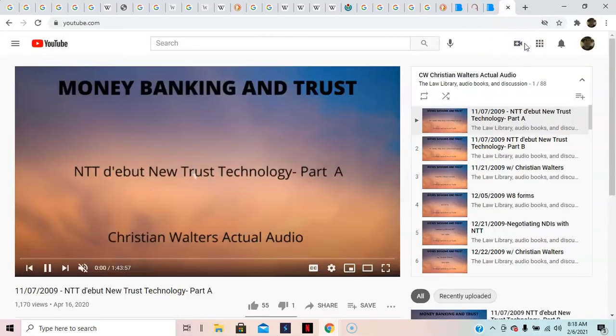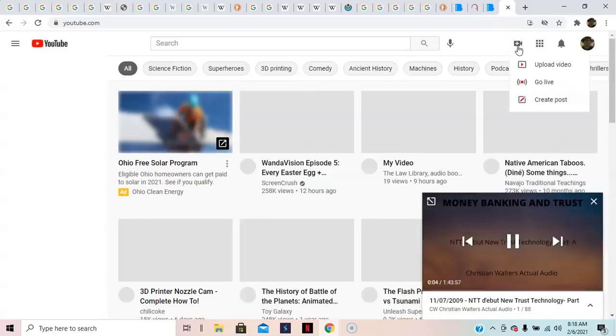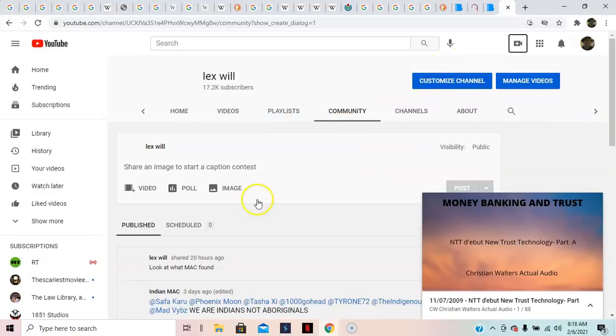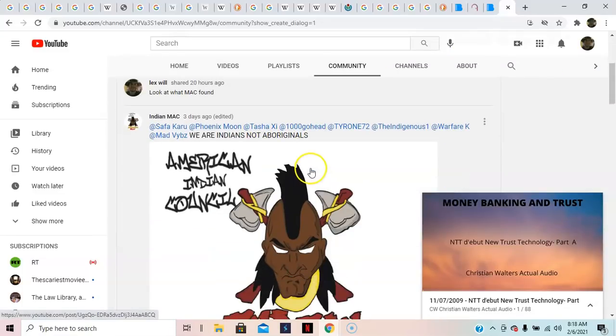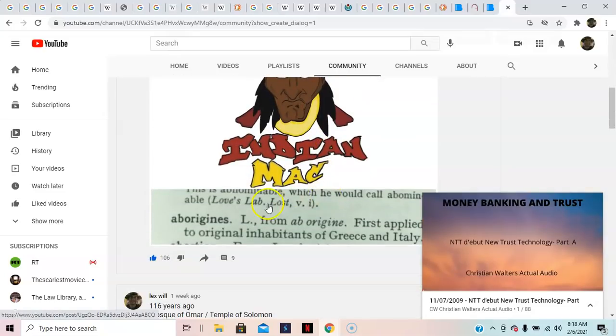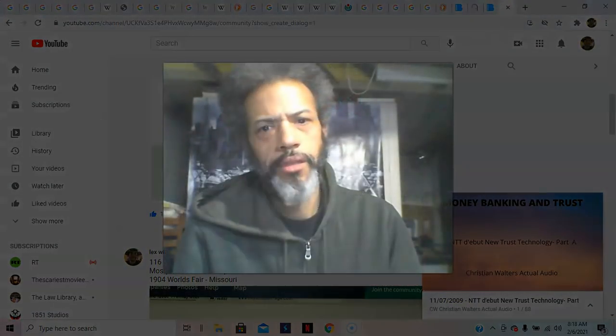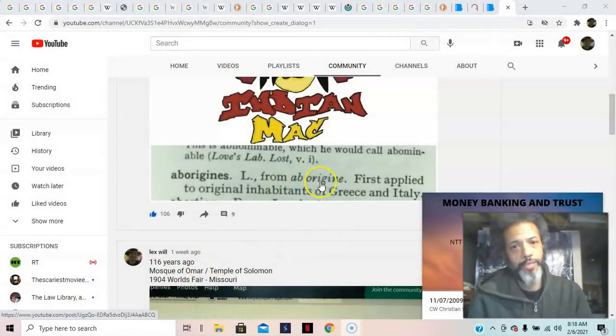Let's see. No, this is what we want. So Indian Mac looked up the word aboriginals from ab origine. See, I didn't do this stuff 6 years ago. A plus B equals the original. Like, now I can see it even in the definition. When I started saying A plus B equals the original, I was kind of making that up. Now, I see it's actually in the definition. So, when I was making it up, it was just logic and reason. And logic and reason equals the same thing they had written in the books of old.